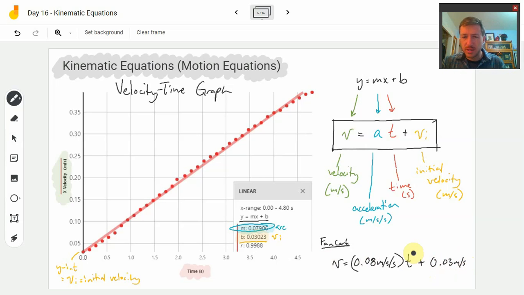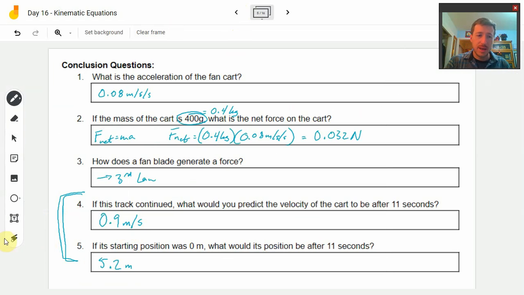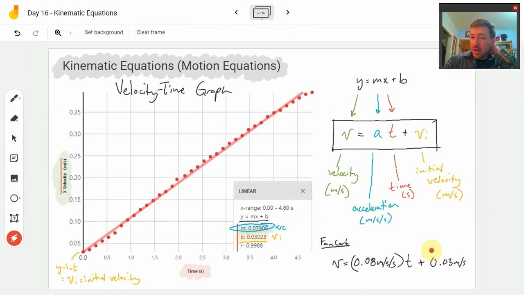Using this equation, if I asked what you would predict the velocity to be at some point in time, we could do that. If I wanted to know what the velocity would be after 11 seconds, I'd plug in 0.08, multiply by the time, which is 11, and add the initial velocity, 0.03. That says the velocity after 11 seconds should be around 0.91 meters per second. We can see how that compares with what we got here, and it's pretty darn close. This is how we can create a model, an equation that we can use to make predictions.